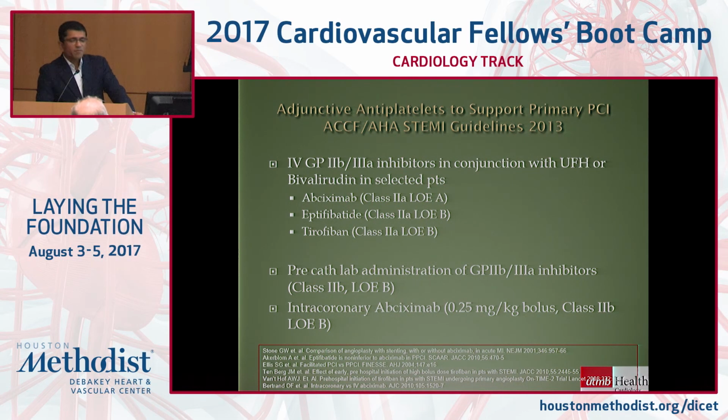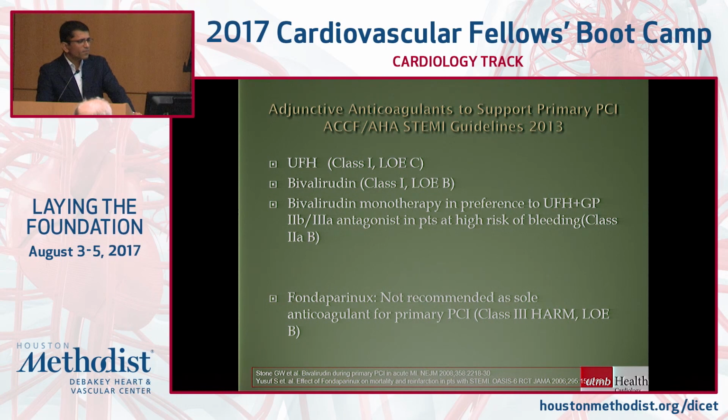Among the 2B3A inhibitors, the class 2A recommendation, you have 3 choices. And you can also use intracoronary abciximab, class 2B. There's some data of benefit. So those are antiplatelet agents. You pick aspirin and one of the P2Y12 inhibitors. Among the anticoagulants, your choices are unfractionated heparin or bivalirudin, and bivalirudin monotherapy is preferred over unfractionated heparin plus a glycoprotein 2B3A inhibitor.